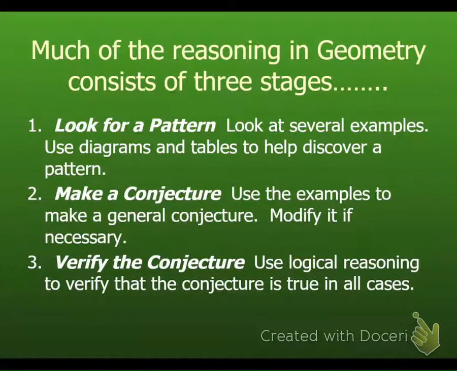The second one is to make a conjecture. Use examples to make a general conjecture, and then we can continue to modify it. So we might have one idea, and then we realize something else. So we are able to change it as we go. And the last one is verify the conjecture and use logical reasoning to verify that the conjecture is true.